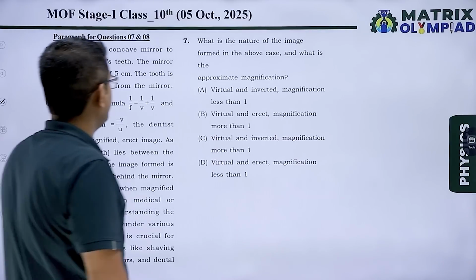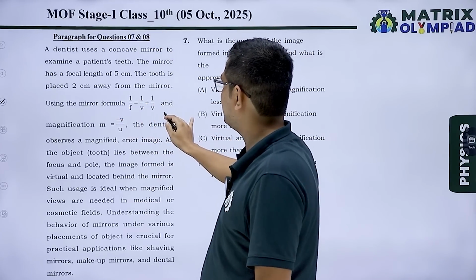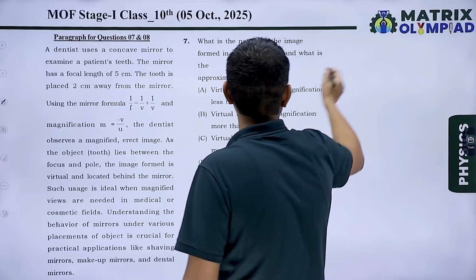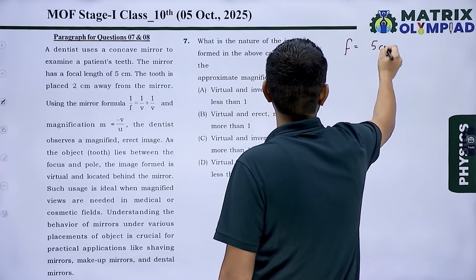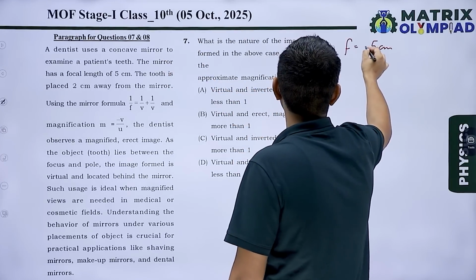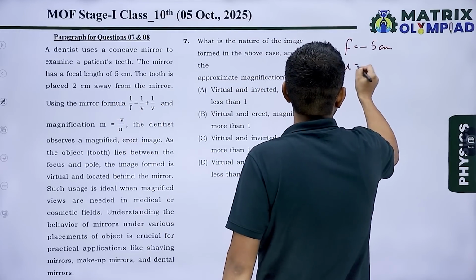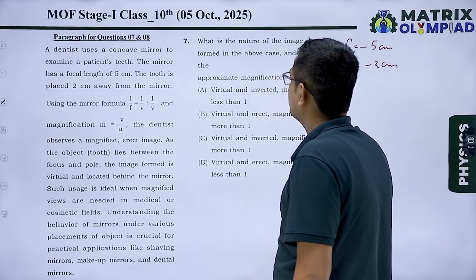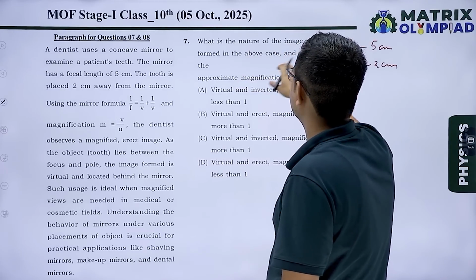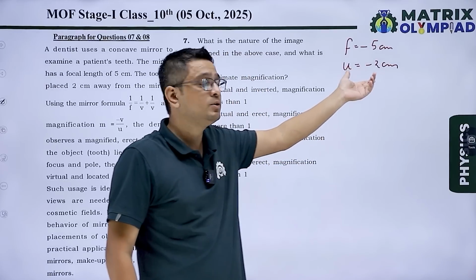Next question based on paragraph. Next two questions. Here a situation is given, mirror formula is given, and a dentist is using a concave mirror which has focal length f equal to 5 centimeter. If we use sign convention, we know that the focal length of a concave mirror is negative. And the tooth is placed 2 centimeter away from the mirror, that is, u is minus 2 centimeter. Let us check what is asked in the question. What is the nature of the image formed in the above case and what is the approximate magnification? As we know, the focal length is 5 and the object is placed at 2 centimeter.